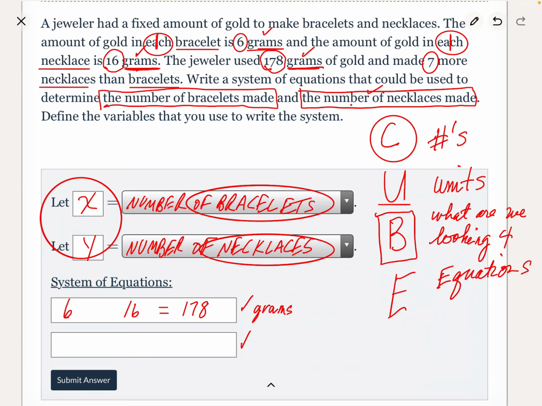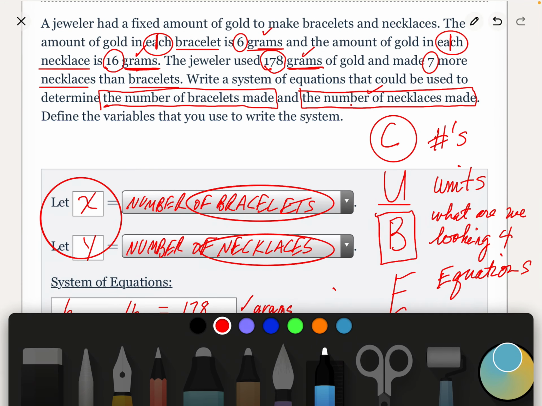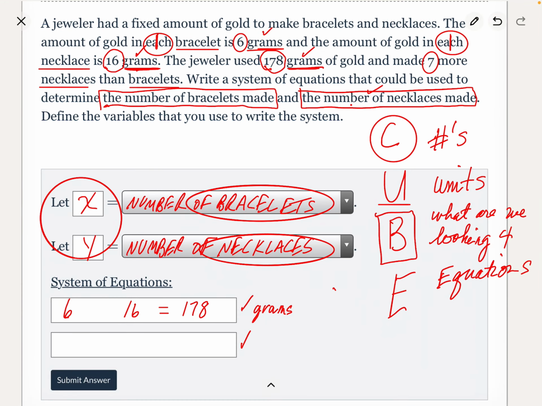But I also know that there needs to be an X and Y in here. So basically, we know every bracelet has 6 grams. So this is the number of bracelets times the amount of gold in each one of them. So it's going to be 6X, plus 16Y. So that's our first equation. This is saying 6 times X, the number of bracelets, plus 16 times the number of necklaces is going to give us a total amount of gold.